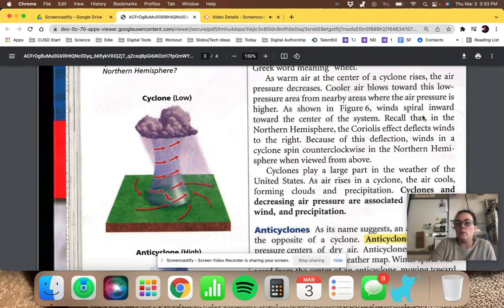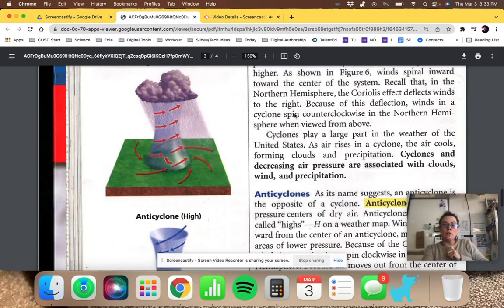As shown in figure 6, winds spiral inward toward the center of the system. Recall that in the northern hemisphere, the Coriolis effect deflects winds to the right. Because of this deflection, winds in the cyclone spin counterclockwise in the northern hemisphere when viewed from above. Cyclones actually play a large part in the weather of the United States. As the air rises and it cools, it forms clouds and precipitation. Cyclones and decreasing air pressure are associated with clouds, wind, and precipitation. That's why we've talked about when we see lower pressure or pressure dropping, we know that less preferred weather is coming. And the reason is that warm air will rise and the humidity will condense and potentially bring rain.